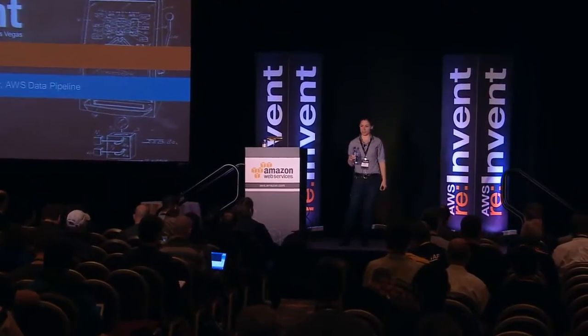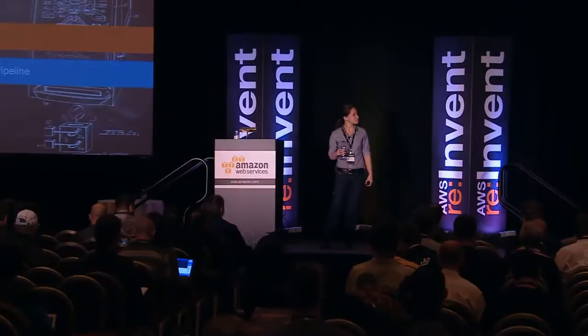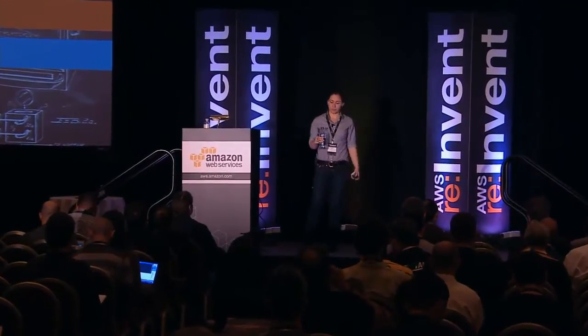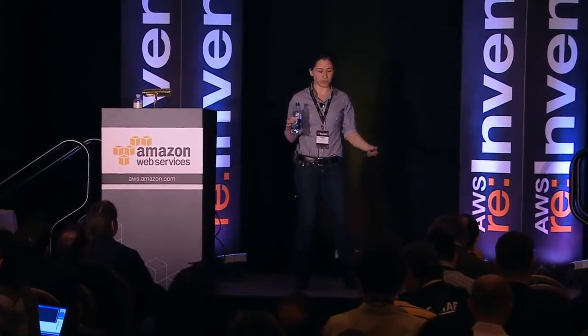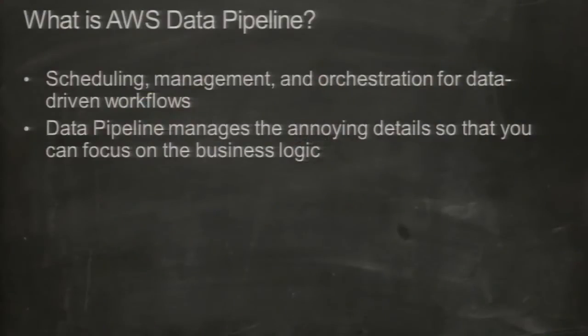I'm a product manager for the AWS Data Pipeline service, which those of you coming from Werner's keynote may have just heard about. And I'm going to give you a quick overview of, first of all, what this thing is, and then we're going to do a little tour of how you'd actually use it. So what is Data Pipeline? This is a lightweight workflow orchestration service for data-driven workflows.